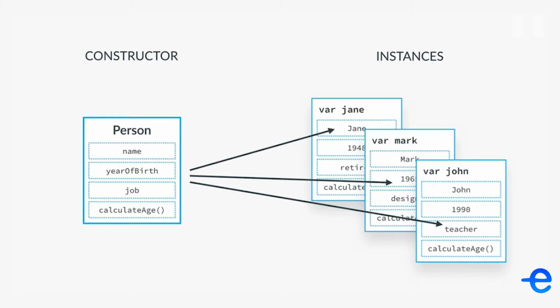But in JavaScript, we call it a constructor or a prototype. Based on this constructor, we can create as many new objects as we want. These new objects are called instances. As you can see here, there are 3 person instances which are created from the same person constructor. Let's give it a try.